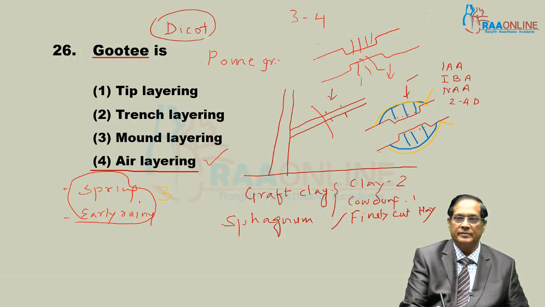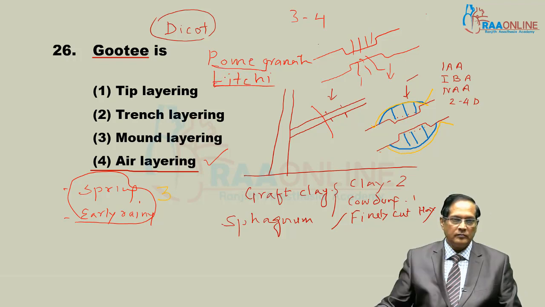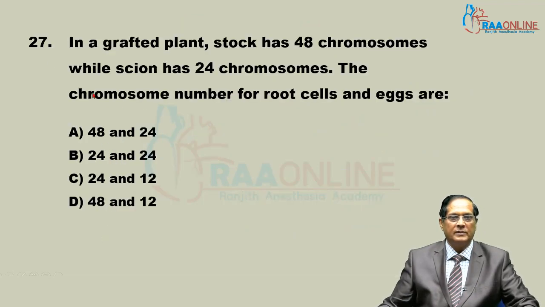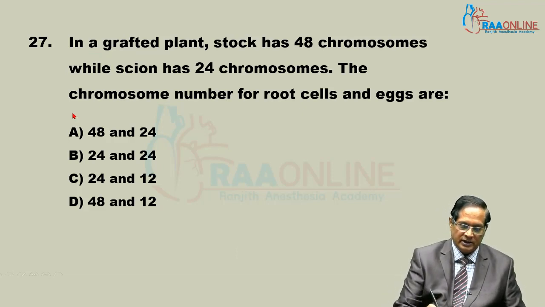Pomegranate and lychee are used for this purpose. It's all about Guti. Guti is also called air layering. Grafting is also done in dicots.